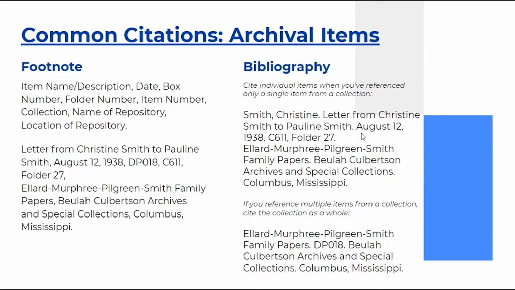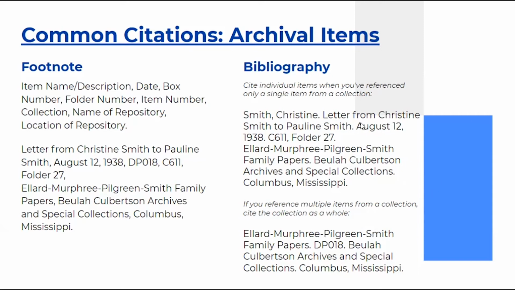For the bibliography, if you've only used one item from that collection in your paper, in your research, then your bibliography item would be very similar to the note. So you'd use the creator or the author of that item. So in this case, it's a letter from Christine Smith. So it's Smith, Christine, then the title of the item. And so you'll see that this is a little bit different because we didn't include the author for the note, but we do for the bibliography.